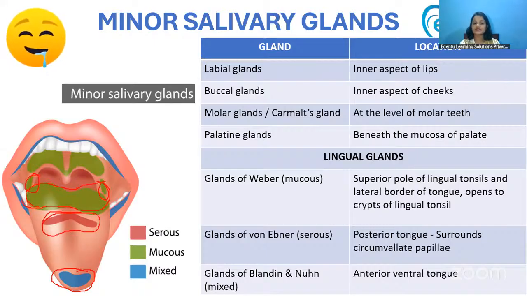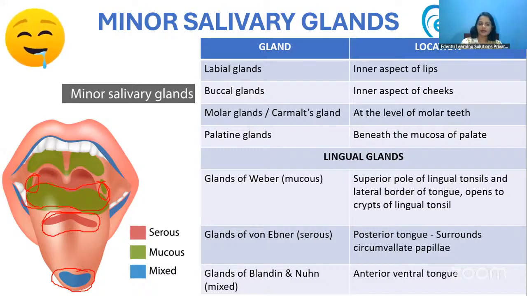Von Ebner's glands are really important, especially during the newborn stage. In a newborn baby, the secretion of digestive enzymes has not been well developed. So von Ebner's gland secretes a special type of enzyme called lingual lipase. This lingual lipase has the ability to digest all the fats that newborn babies take. That is the major role of von Ebner's gland.